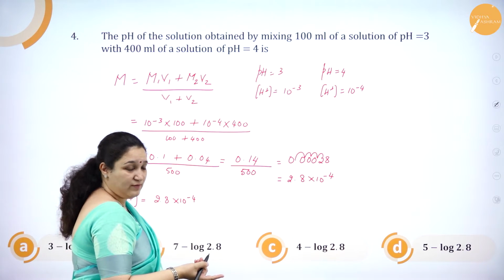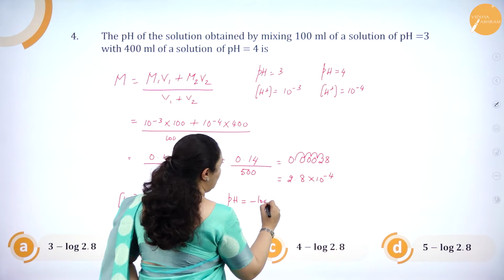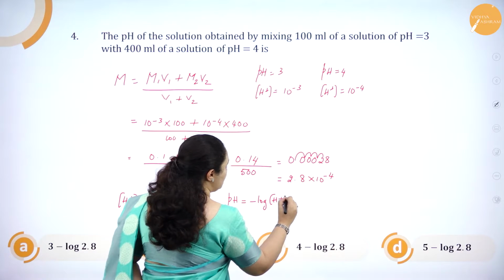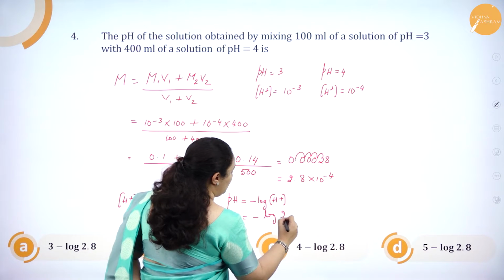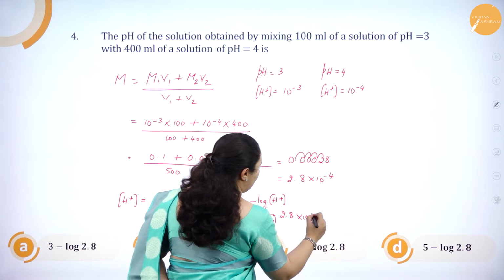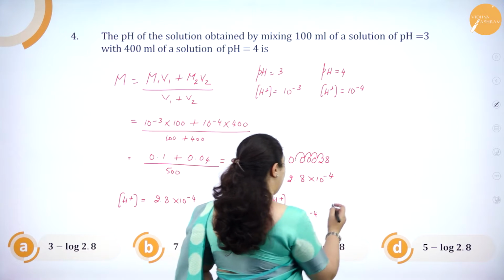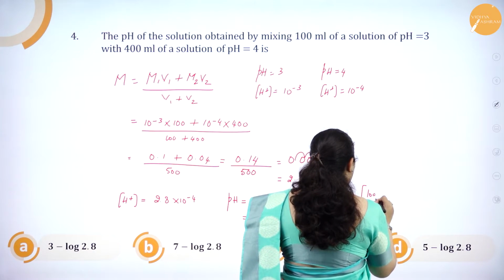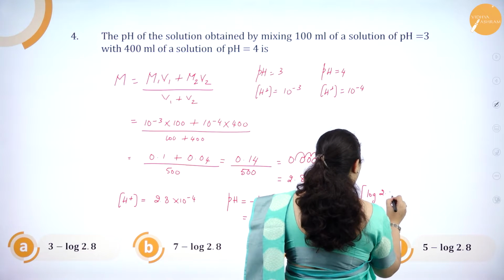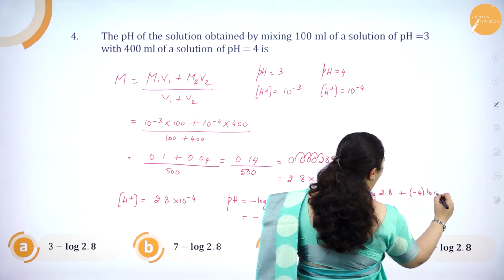So what is the pH of the solution? Put in the formula: pH is equal to negative logarithm of H plus ion concentration. That is minus log of 2.8 into 10 to the power minus 4. Log A into B is log A plus log B. Correct? Equal to minus log of 2.8 plus minus 4 log 10.